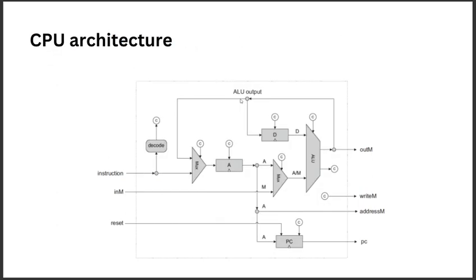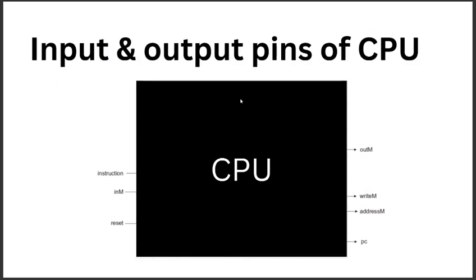So to design the code, we need to derive the API of the CPU. The API consists of chip names, inputs and outputs, and the function of the CPU. Now after the abstraction, here are the input and output pins of the CPU. It consists of three inputs, namely instruction, inM, and reset.